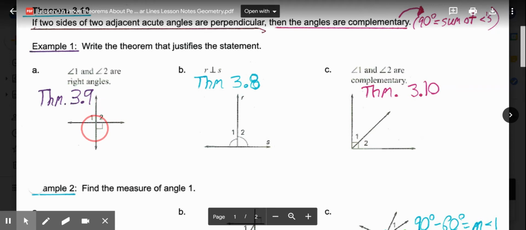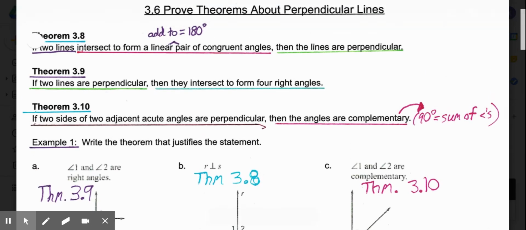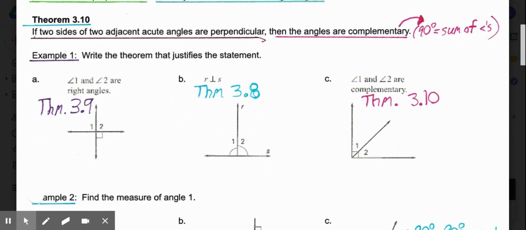And then the vertical angle there is also a right angle. So 4 right angles. And if we know 1 and 2 are right angles also up here, which was established, then we can say the bottom 2 are right angles. So either way, 4 right angles. So that would be theorem 3.9. Two lines are perpendicular. They form 4 right angles.